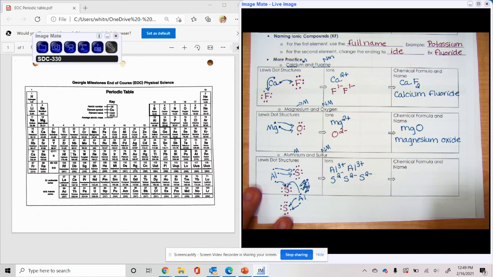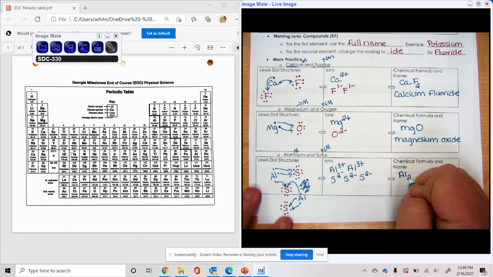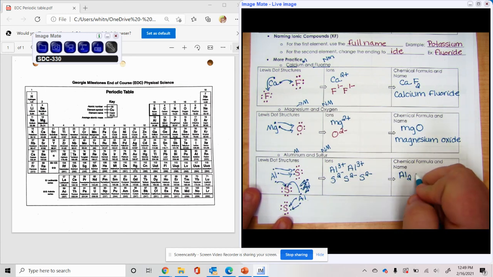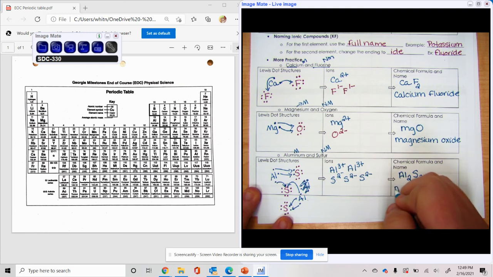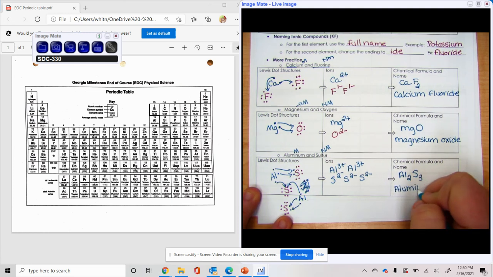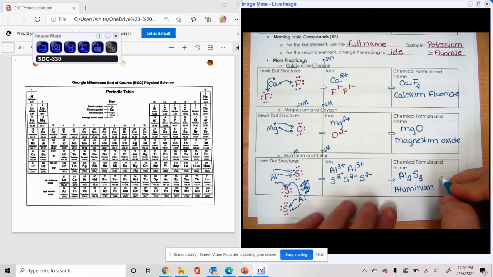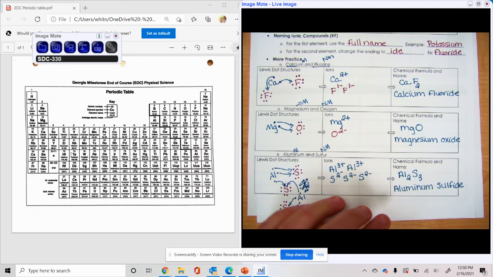Okay, let's write our chemical formula. So I do metals first. How many aluminums did we have? 1, 2. So Al2. How many sulfurs? 1, 2, 3. S3. Okay, so we'll name it, and this would be metal. And then we do our non-metal and add IDE, sulfide. Aluminum sulfide is your answer.